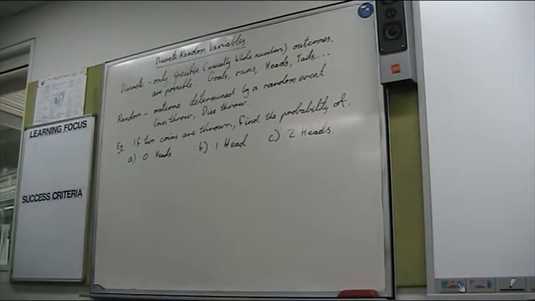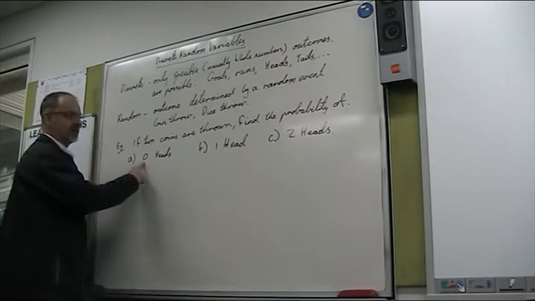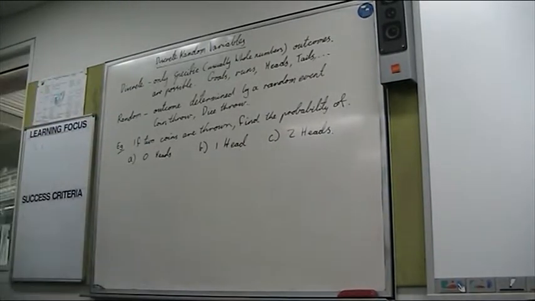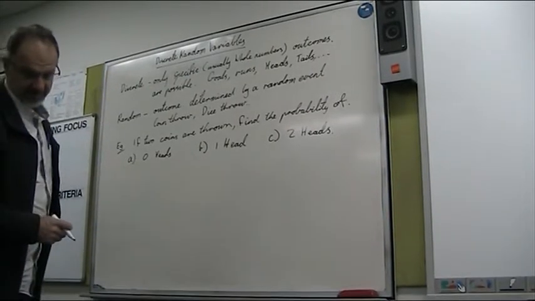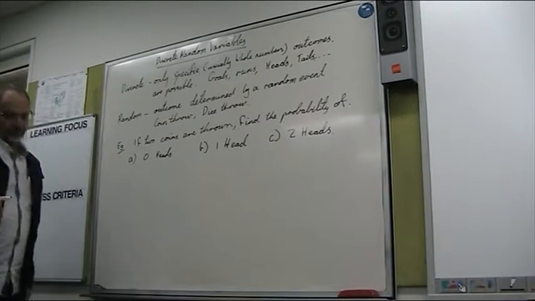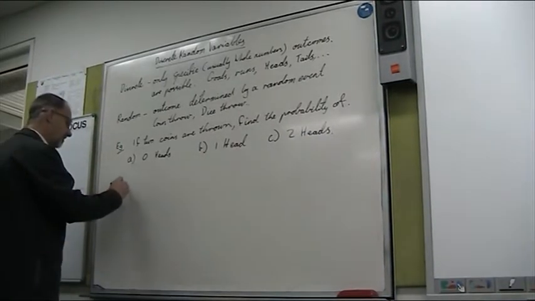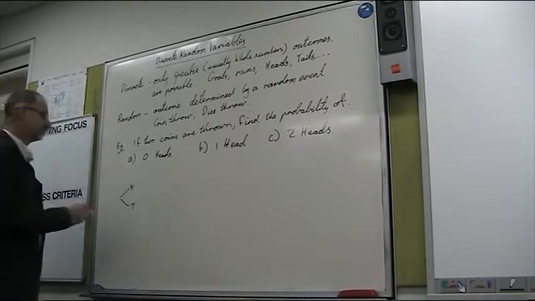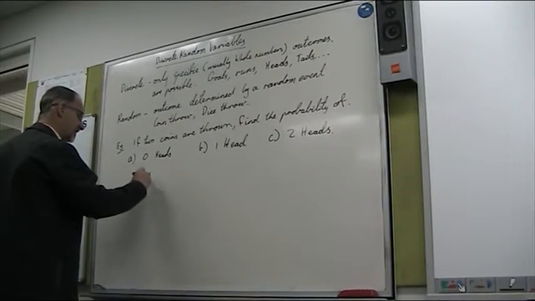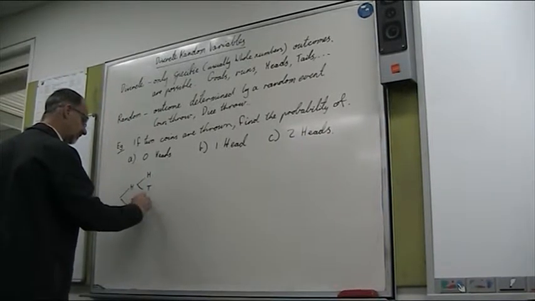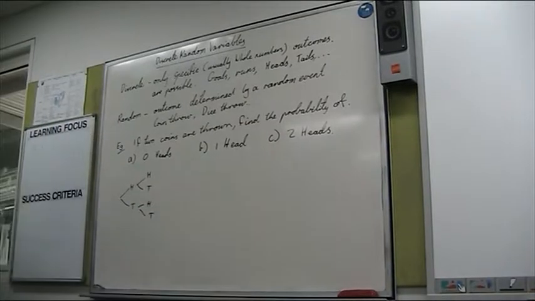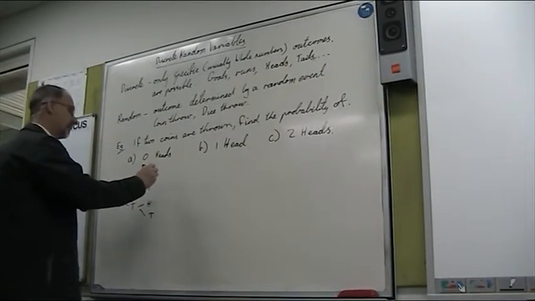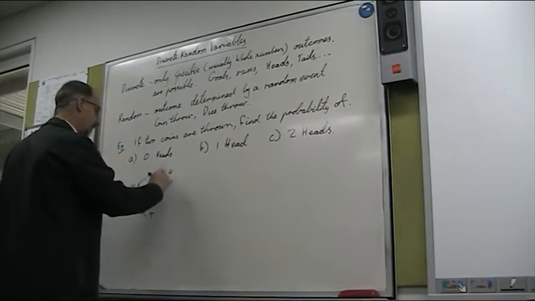Alright, discrete random variables, random because throwing a coin is random, and discrete because you can get none, one or two heads. You can't get 1.5 heads or 1/3 heads. So you would then represent this in some way, a tree diagram maybe. So your first coin, get a head or a tail. And then the next branch of the tree, again you could get a head or a tail. And you follow along those branches to see what you get.